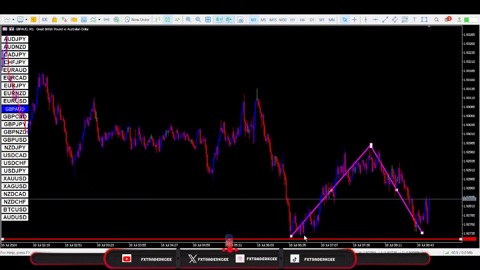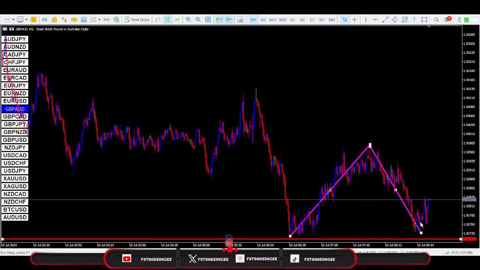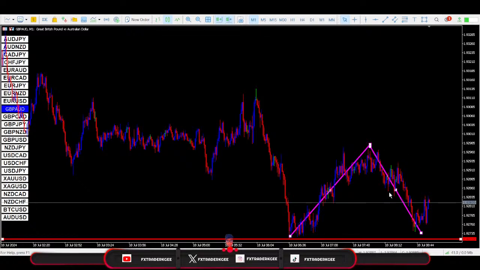So if this level here at 1.9271 is not threatened, then we should look for price to rise above anywhere here, then we take our entry. That's for GBP Australian dollar though.